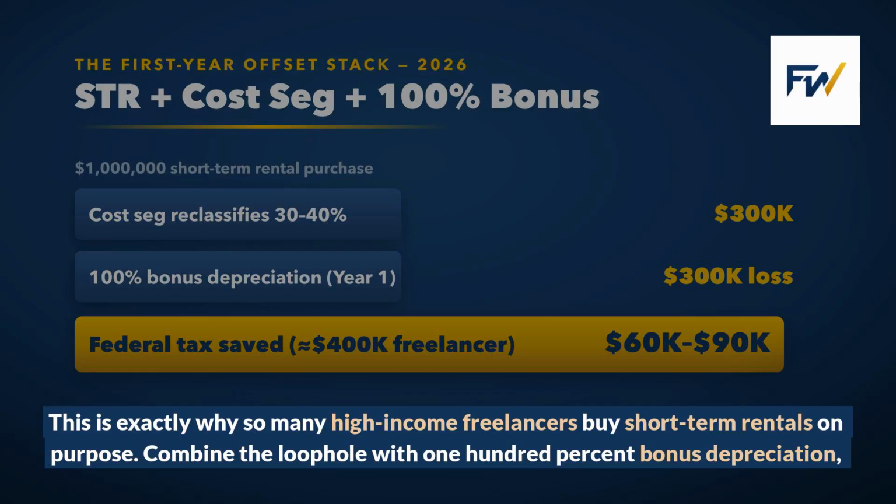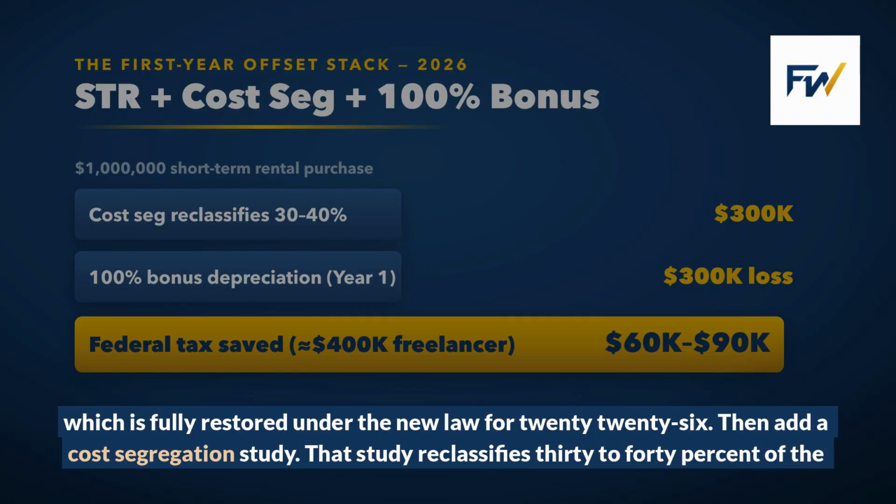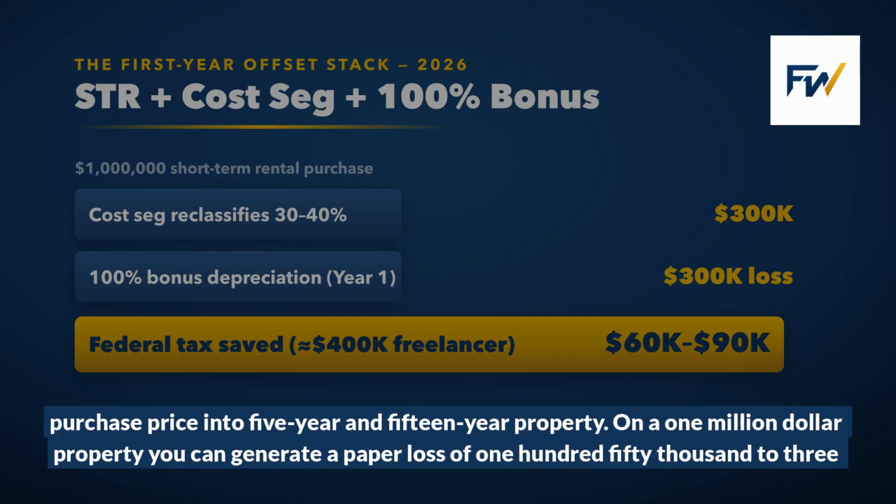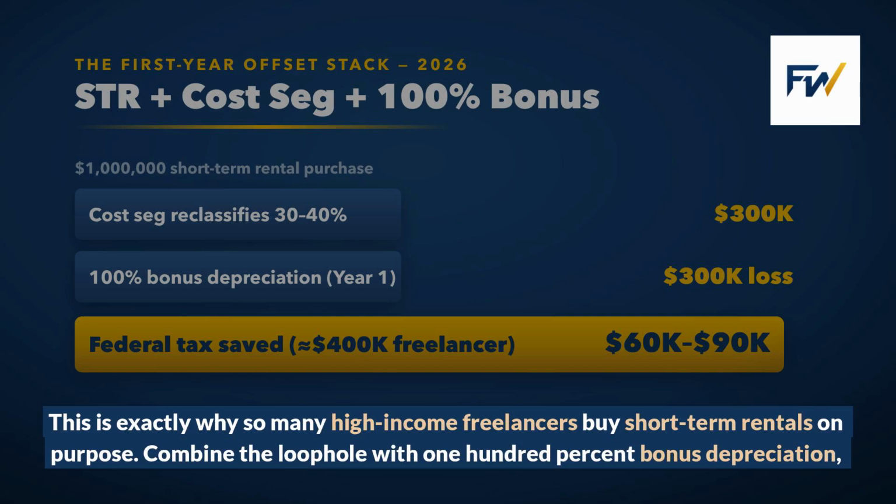Combine the loophole with 100% bonus depreciation, which is fully restored under the new law for 2026. Then add a cost segregation study. That study reclassifies 30 to 40% of the purchase price into 5-year and 15-year property. On a $1 million property, you can generate a paper loss of $150,000 to $300,000 in the very first year. For a freelancer earning $400,000, that single move can save $60,000 to $90,000 in federal tax. The catch is simple. The average stay must genuinely be 7 days or less.